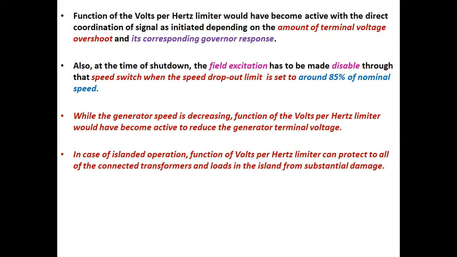Also, at the time of shutdown, the field excitation has to be made disable through the speed switch when the speed dropout limit is set to around 85% of nominal speed. While the generator speed is decreasing, function of the volts per Hertz limiter would have become active to reduce the generator terminal voltage.